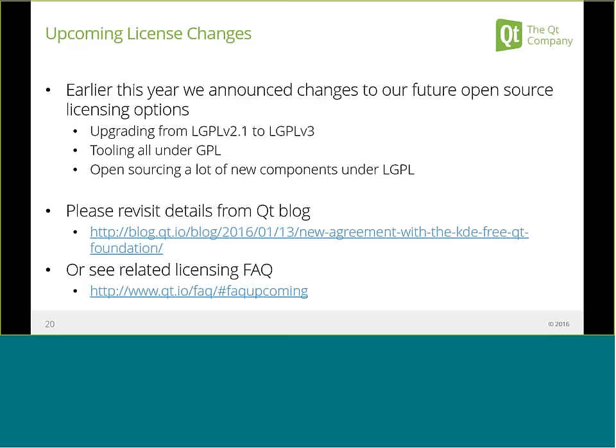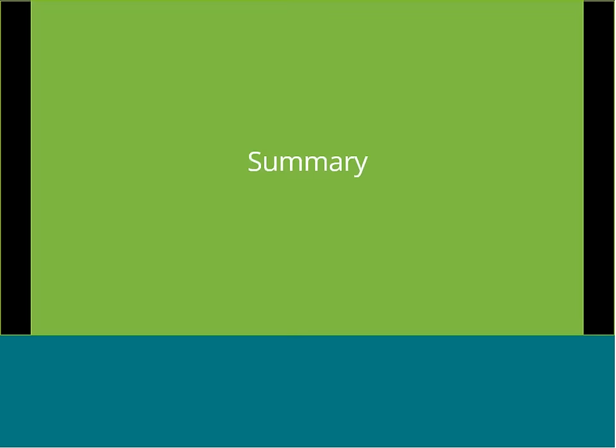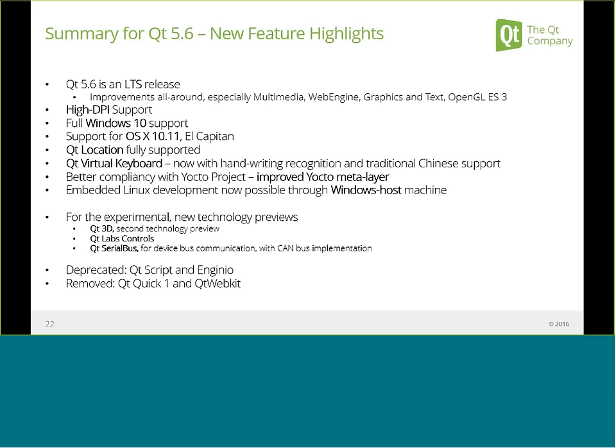or see the related licensing FAQ. Okay, as a summary, 5.6 is an LTS long-term supported release, 3 years, and we're going to keep continuing to do patch releases for it in parallel to the forthcoming releases. And because of this, the forthcoming releases will require C++11 for the compiler, so we're moving onwards with modern C++ with them.